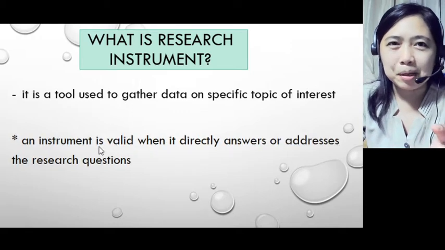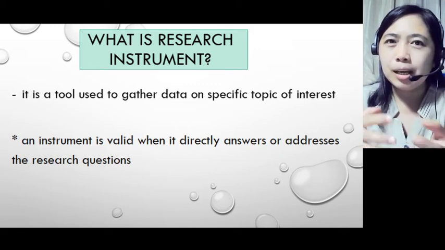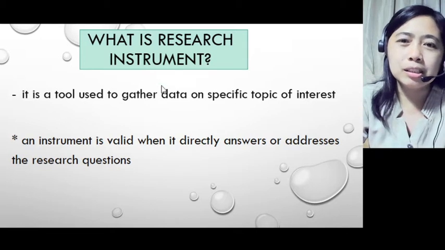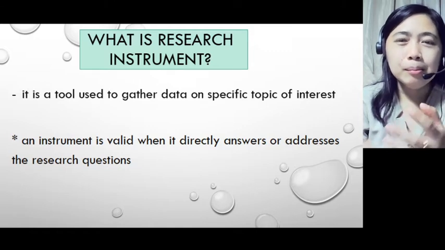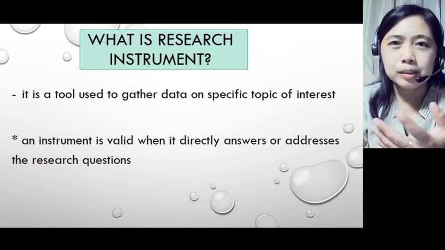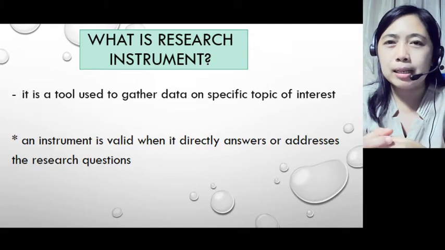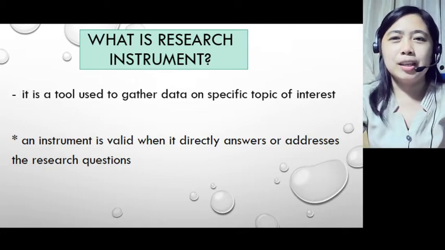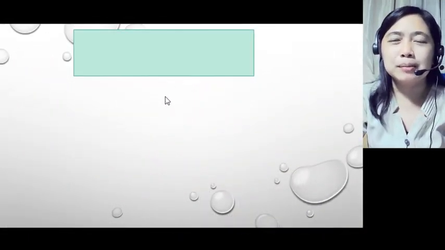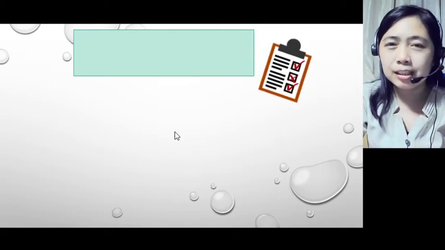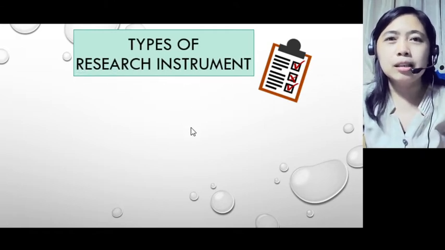The instrument should be valid, because it directly answers or addresses the research questions. That's why it is important, when you conduct a certain research, to have an instrument that you can use to get the answers to your questions. Here we have the types of research instrument. They are very essential in conducting our research, di ba? It adds more validity to the research you conducted.